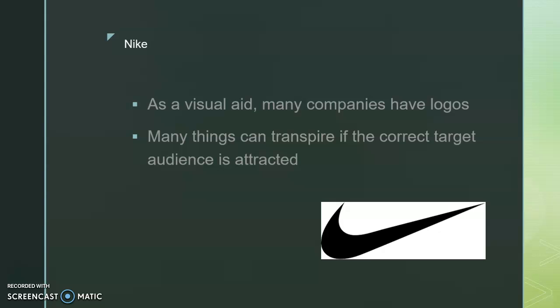So here we're going to get into the third form of a visual aid that Nike uses. So many companies, probably all, have logos. Many things can transpire from the correct target audience attributed to a logo. That does not necessarily mean age. That could be a group: athletic, non-athletic, those that are in band, those that are more artistic. We are trying to create a target audience. That does not necessarily mean an age group.